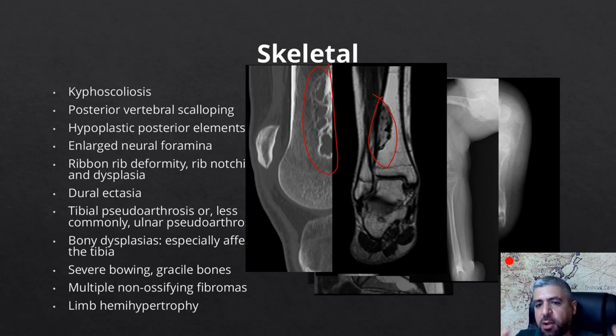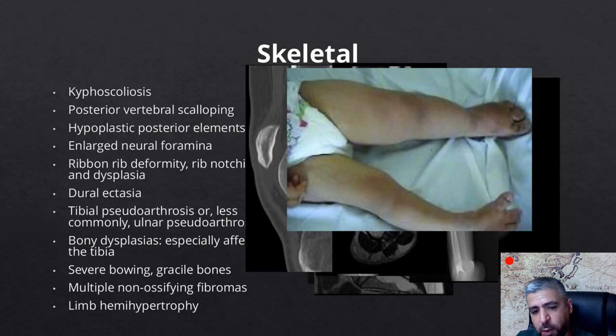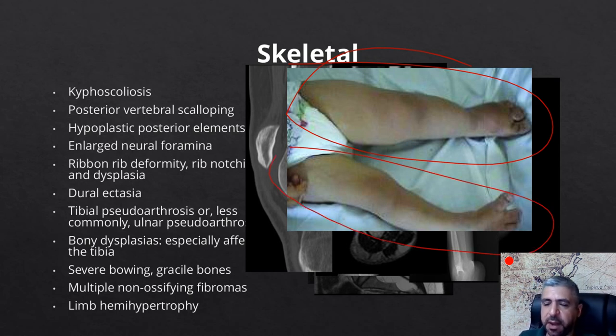Here we have multiple non-ossifying fibromas of the bone. Also, it's a skeletal manifestation of neurofibromatosis. If we see one non-ossifying fibroma, this is just a normal, non-significant pathology, let's say. As the patient grows up in age, it will ossify and become ossifying fibroma. And finally, we see limb hemihypertrophy. That is, we have one limb that is much bigger and hypertrophied compared to the other limbs. So we have unilateral hemihypertrophy.